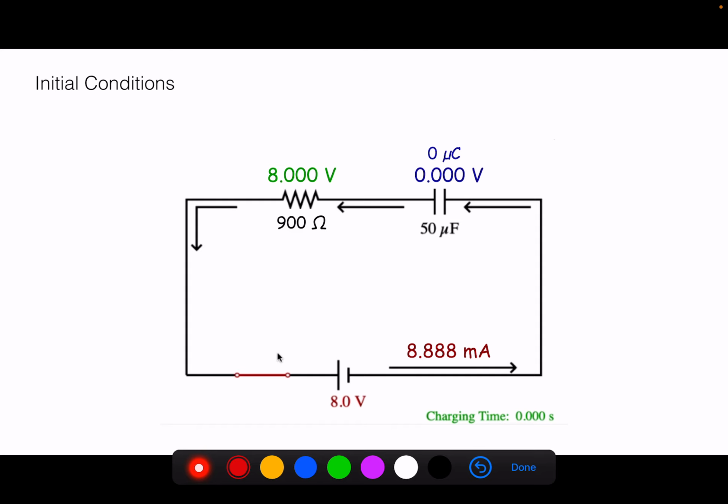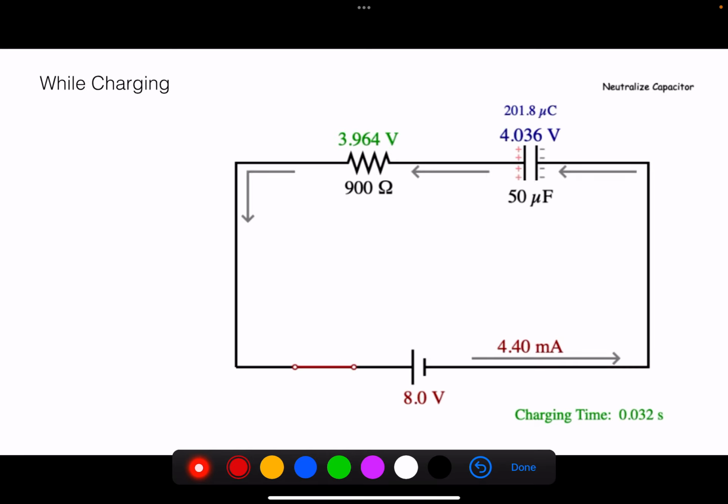So initially, when we first close the switch, we have an original current, which we can find with battery voltage divided by resistance. We have no charge and no voltage on the capacitor, and we have the full battery voltage on the resistor. This is not going to last long as charges will start to accumulate. The charge on the capacitor will go up, the voltage on the capacitor will go up, and the voltage on the resistor will go down. Hopefully you realize that the voltage on the capacitor plus the voltage on the resistor must always equal 8 volts.